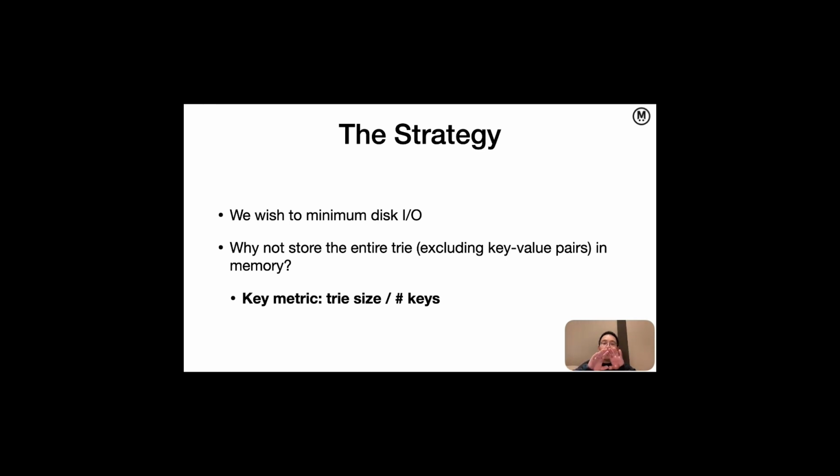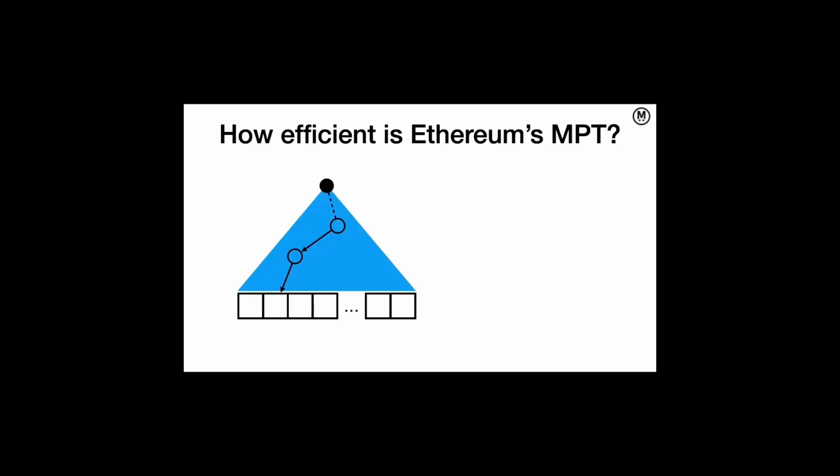In other words, to store the same number of key value pairs, can we make sure the size of the data structure itself, which stores supposedly non-useful data, is minimized? So the key metric here, as I listed at the bottom of the screen, is the size of the trie, or the size of the blue part, divided by the number of key value pairs, which are actually useful data, right? It's the ratio that matters.